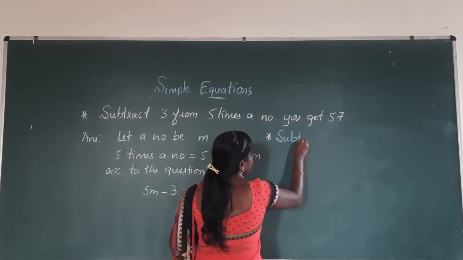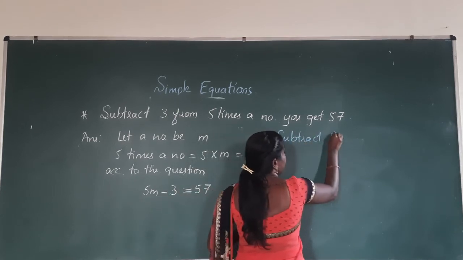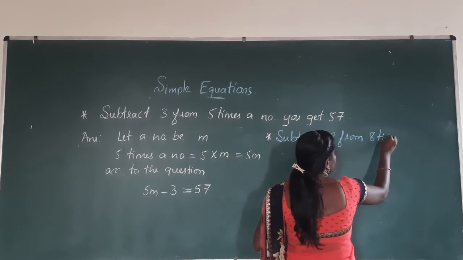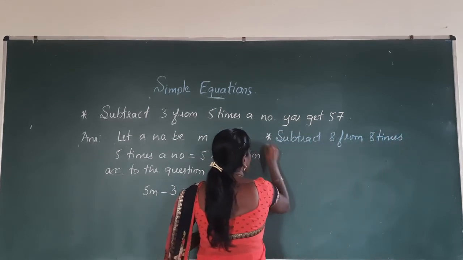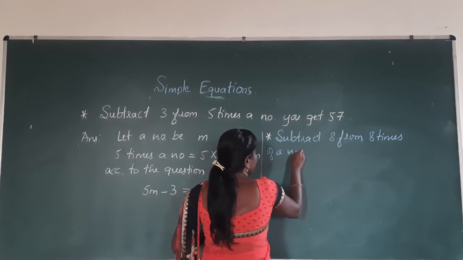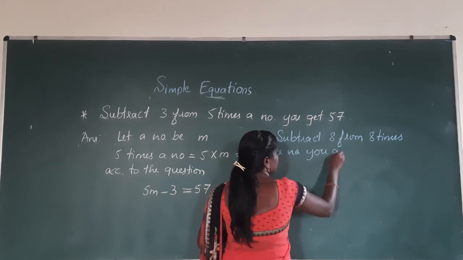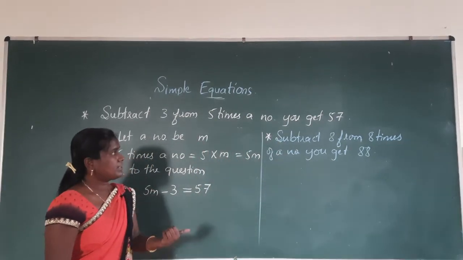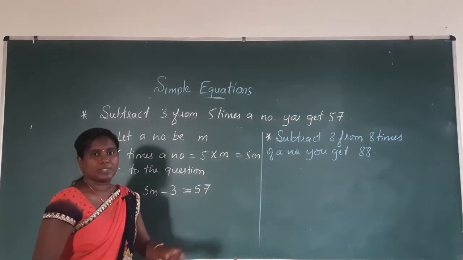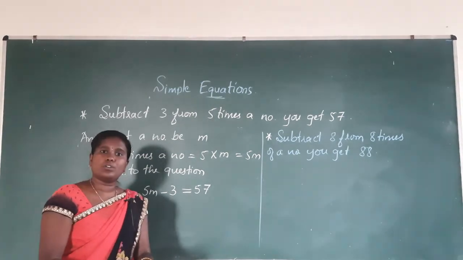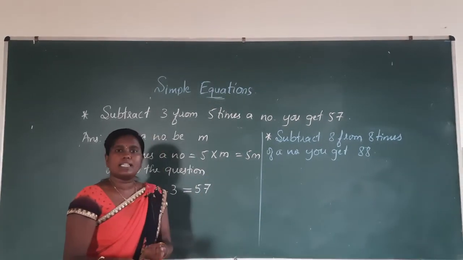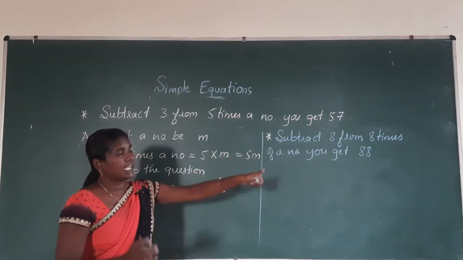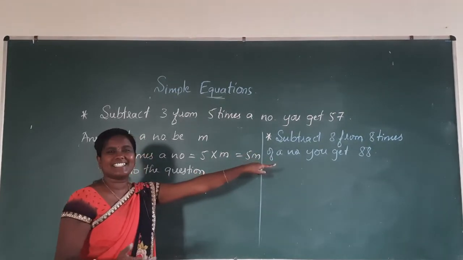Subtract 8 from 8 times of a number, you get 88. The same it is. Subtract 8 from 8 times a number. A number still we don't know. Let us consider a number as n or p, whatever you want. Then subtract 8 from that, you will get 88.